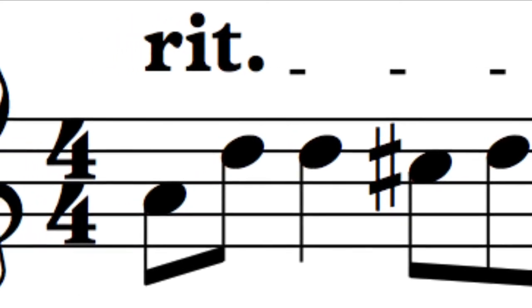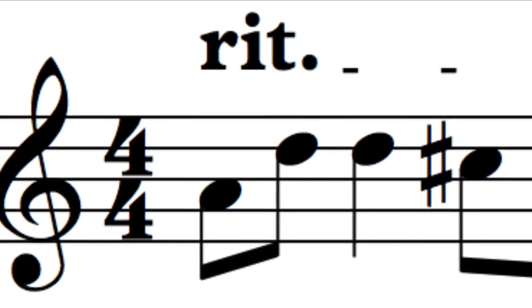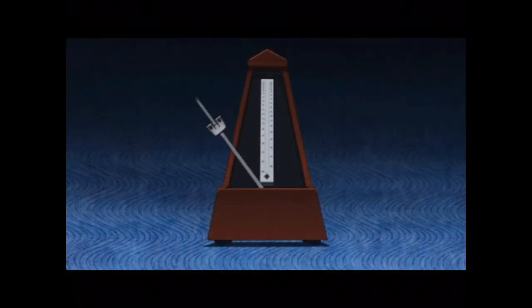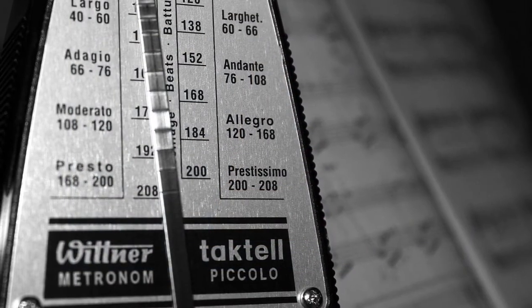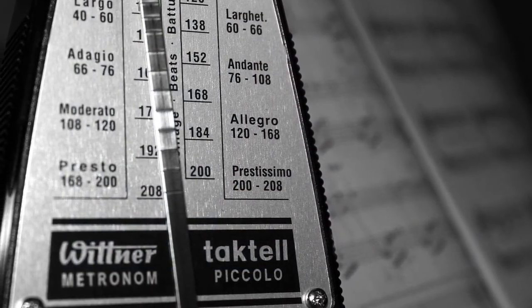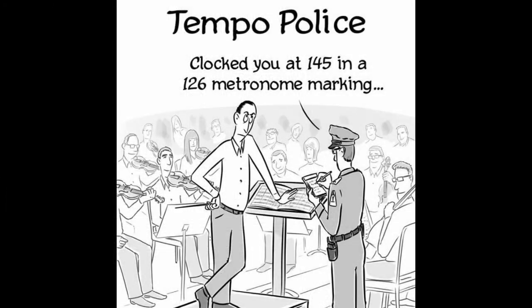Since about 1816, composers have been able to indicate their preferred tempos by means of a metronome. The metronome setting indicates the exact number of beats per minute. For example, andante might be represented by the metronome number 60 and allegro by the number 116.